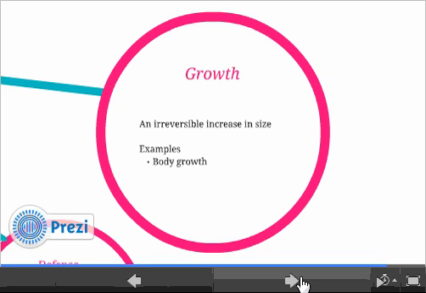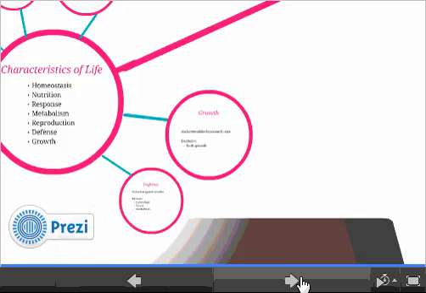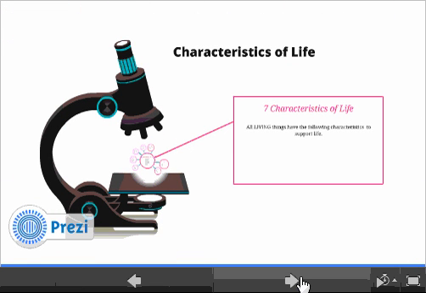Then we have growth. Growth is the irreversible increase in size. For example, you're not as short as you were in kindergarten as you are now. Bacteria and others in unicellular organisms, they grow. It's very, very short or small that we can't really see it, but they are still growing. Those are the 7 characteristics of life, and all living things have them to help support their life.